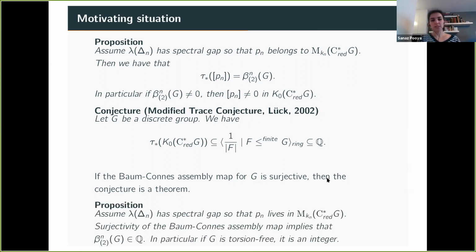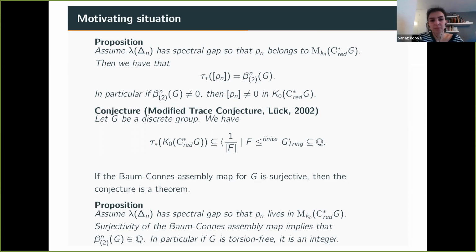Right. So as I said, the combination of this plus what we have as the value that this trace can attain, one gets that under surjectivity of the Baum-Connes assembly map, this L²-Betti number must be a rational number. And if G is torsion free, then these are integers.